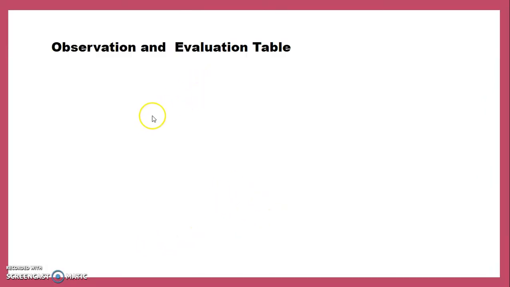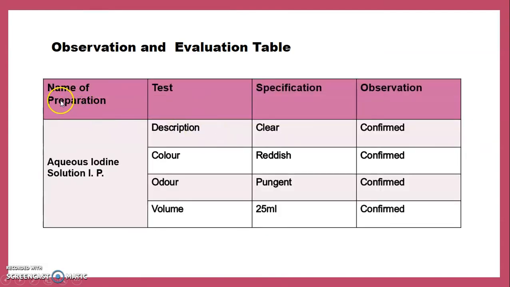By preparing the solution in the laboratory, we should maintain an observation and evaluation table, because this is one of the important criteria in our experiment. The observation table, as mentioned here, contains name of preparation, name of test, specification and observation. The name of our preparation is aqueous iodine solution IP. Description test: we see our description is clear. Our preparation does not contain any particulate matter. That's why we confirm that test.